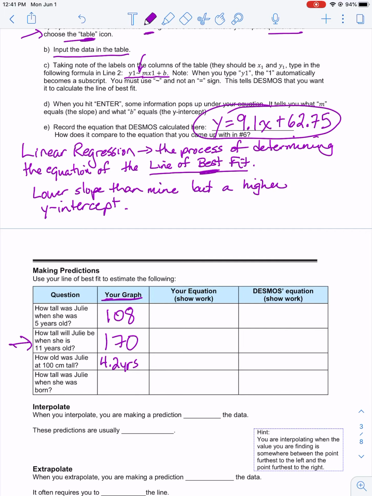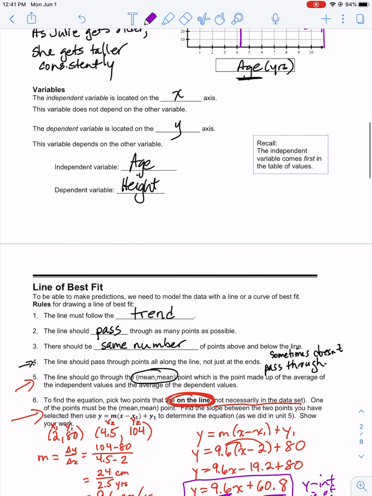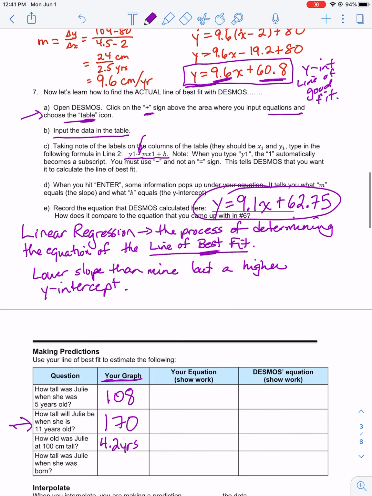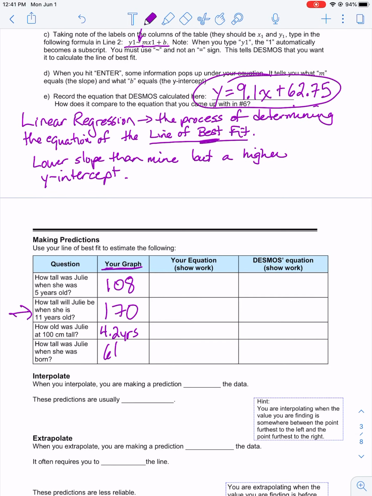And then how tall was Julie when she was born? Well, when she was born, that's when she was 0 years old. And according to this right now, it looks like about 61 centimeters. Then it says use your equation.